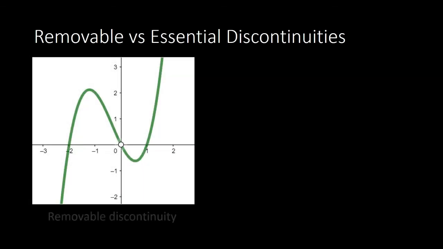So this one is showing to you a removable discontinuity when x is equal to 0, because f of 0 does not exist. But the limit of your function as x approaches 0 from the right is equal to the limit of your function as x approaches 0 from the left. So this means the limit exists as x approaches 0, and it is equal to 0. So this one is a removable discontinuity.